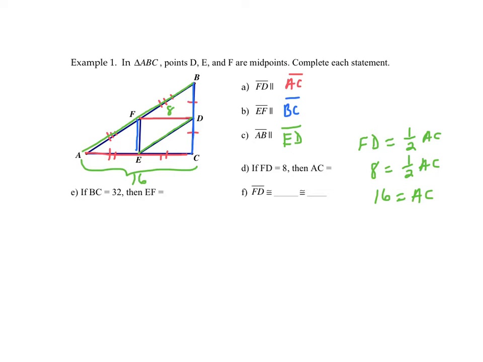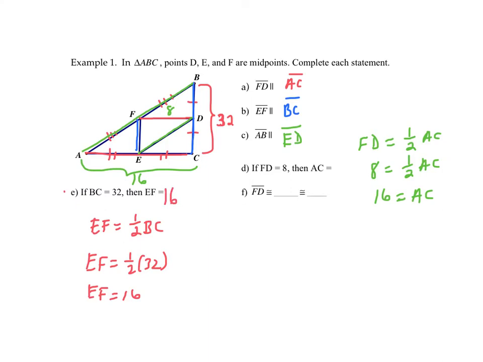Okay, in part E, over here on the left, it says if BC, this whole side of the triangle, equals 32, that's really a 3, then EF would be equal to what value? Well, EF, that's the midsegment, that's equal to half of the third side. So EF is equal to half of BC. So EF would simply be 1/2 of 32, or 16. So EF equals 16, because 16 times 2 is 32.